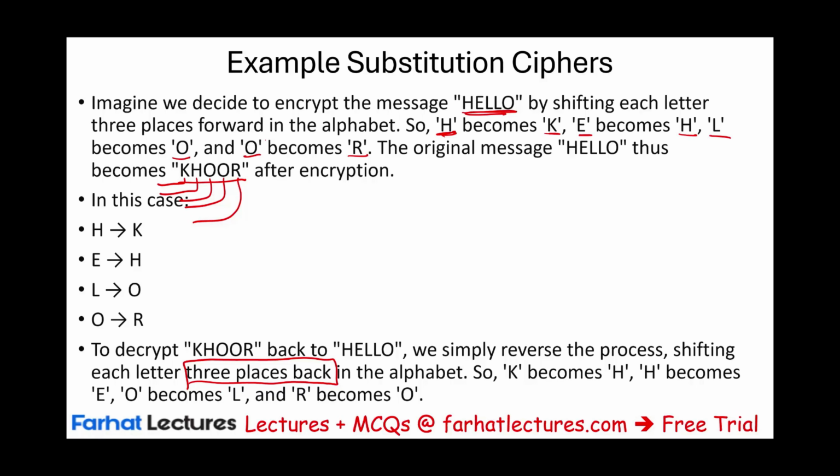Now, it can be more complex. You can, for example, for the first letter, go back 3 places, the second one, 2 places, the third one, 4 places. The algorithm gets very, very complicated, where you cannot decrypt this. You cannot read it unless you have the key.